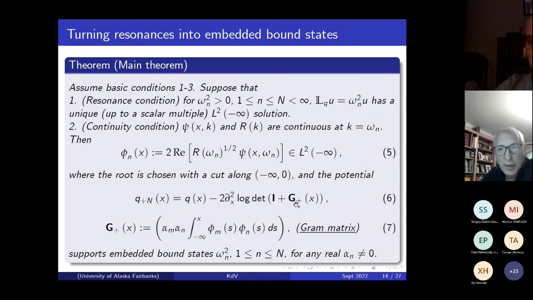And what is what here? So G plus is the matrix formed out of this function by the following formula. So it's pretty much a Gram matrix. And the alpha sub n are arbitrary non-zero constants. So in other words, if we have a potential subject to these two conditions, we can construct a new potential by this formula, which would have embedded bound states at these fixed points.